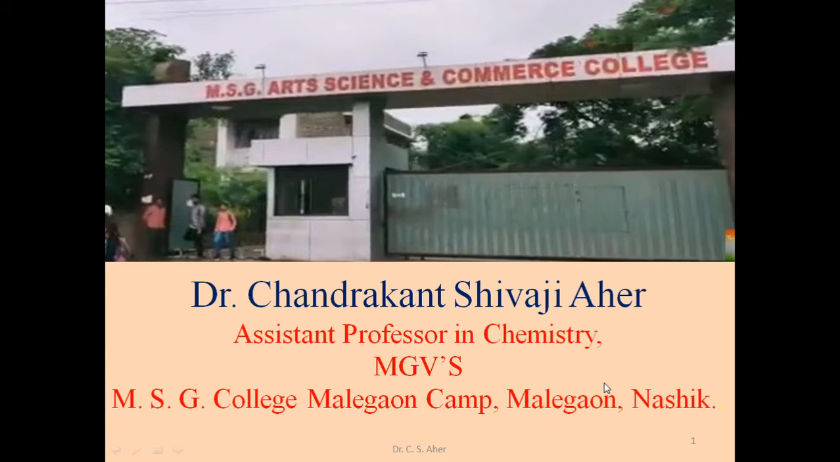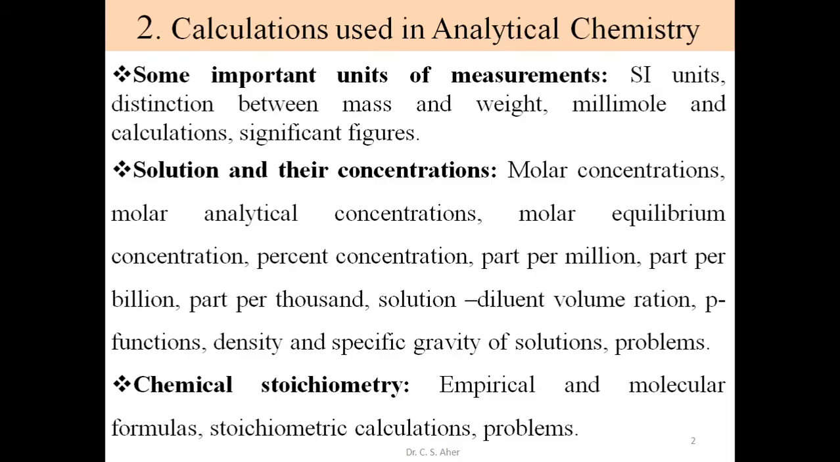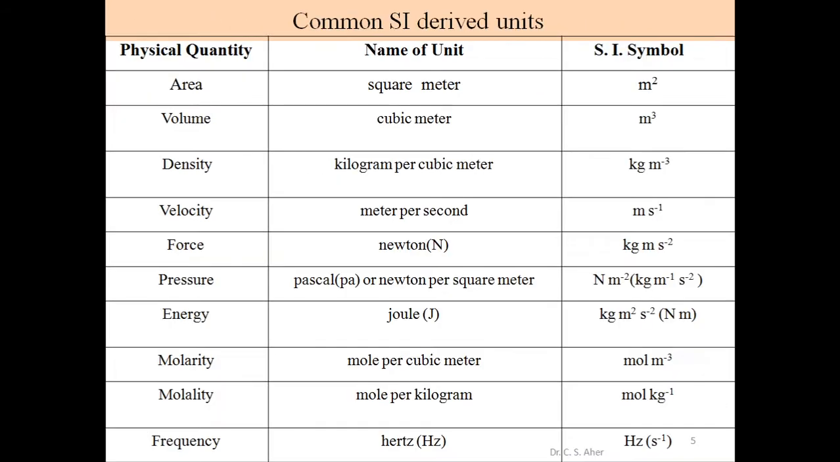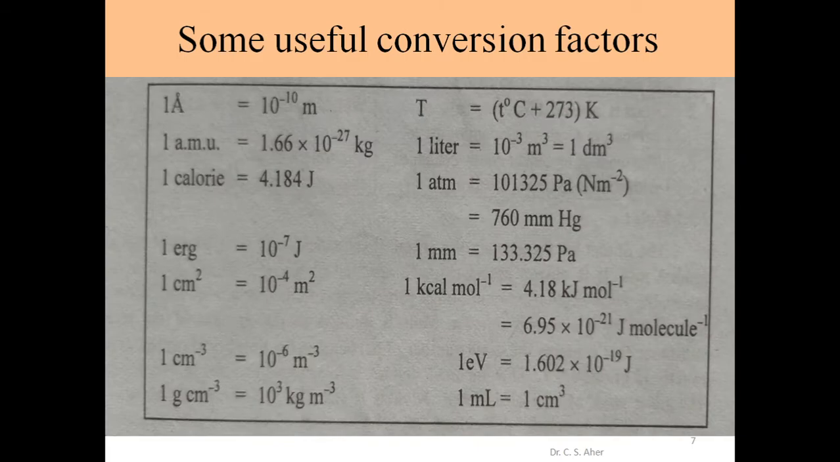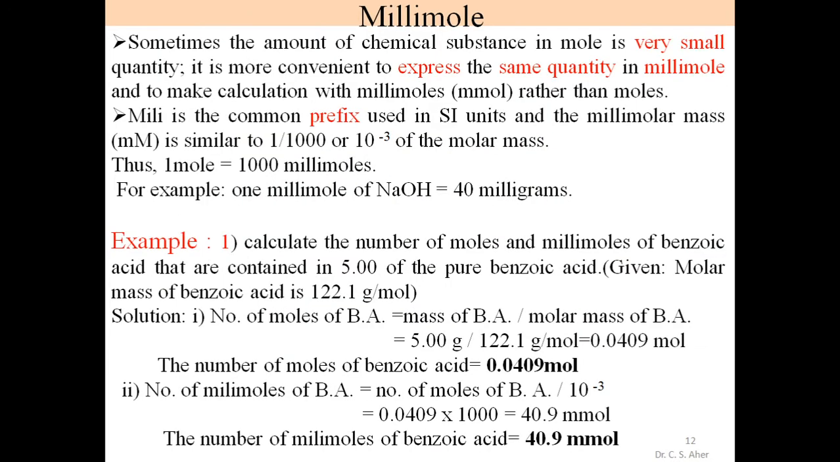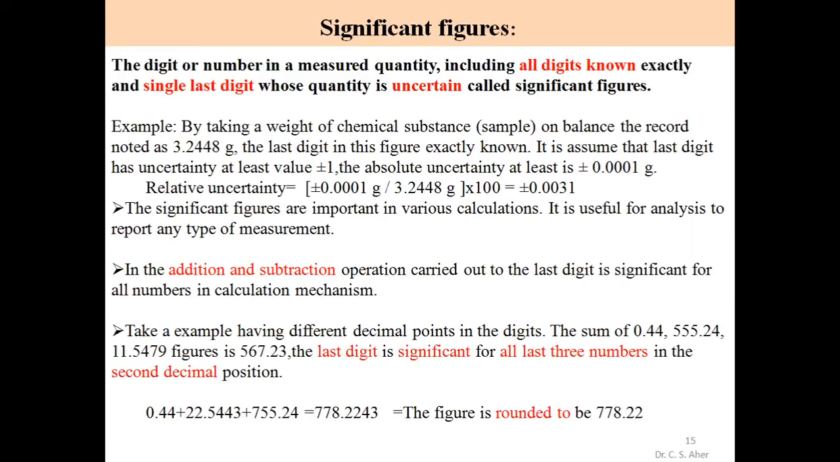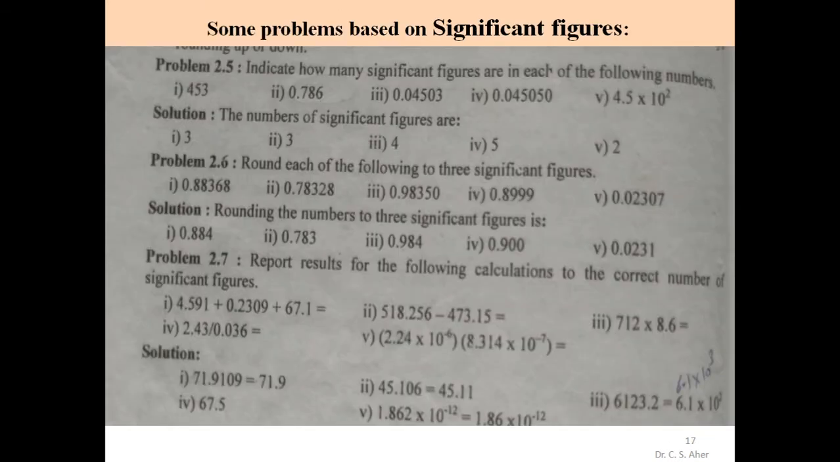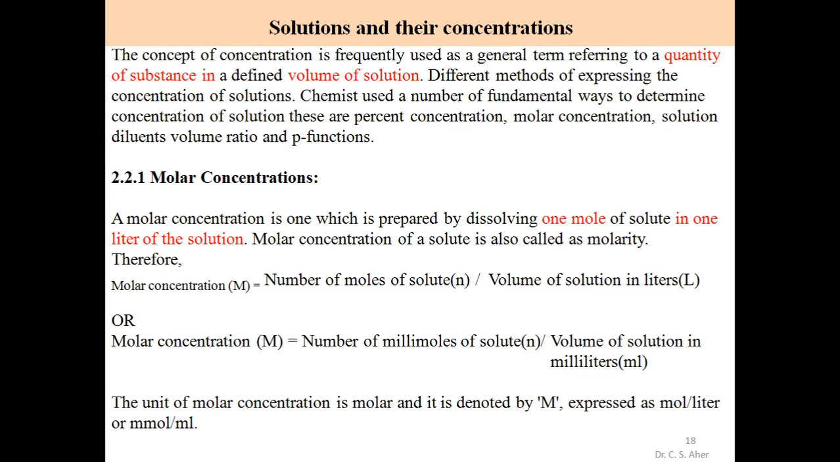So last lecture we started this second chapter, that is calculations using analytical chemistry. We completed the first part, that is some important units and measurement: SI unit, derivative prefixes, conversions, difference between mass and weight, moles, millimoles, calculations and significant figures. So this much part we studied in the last lecture.